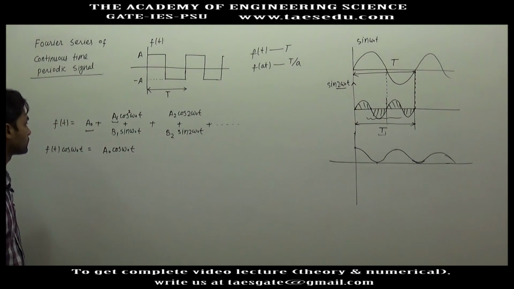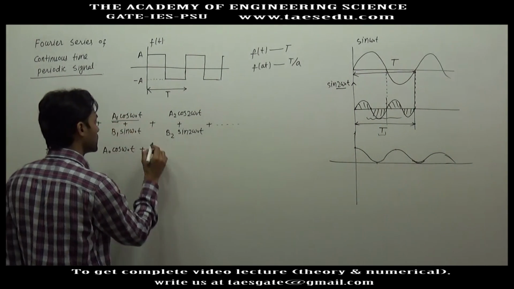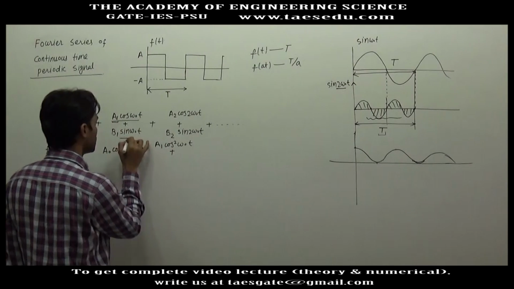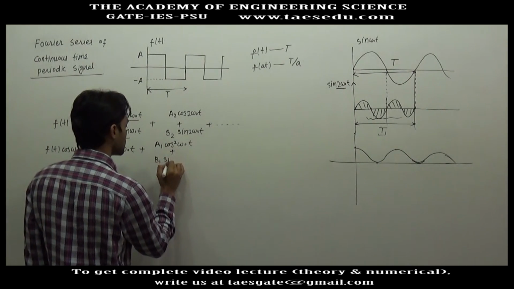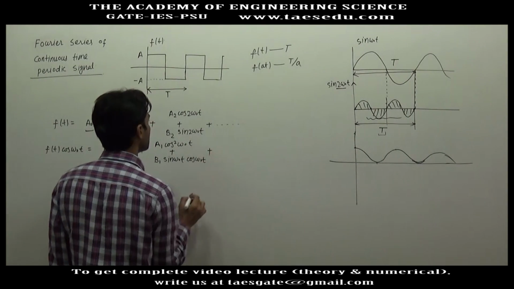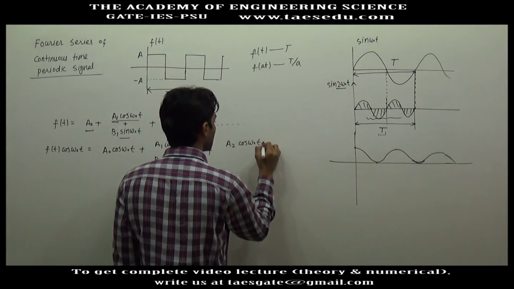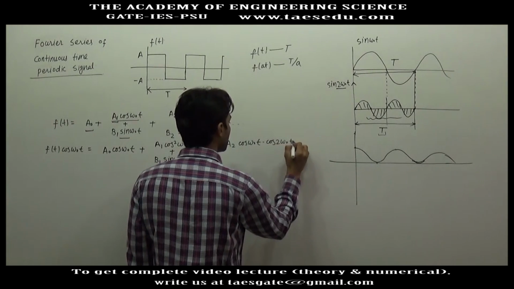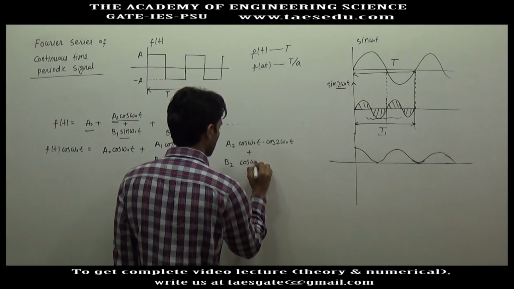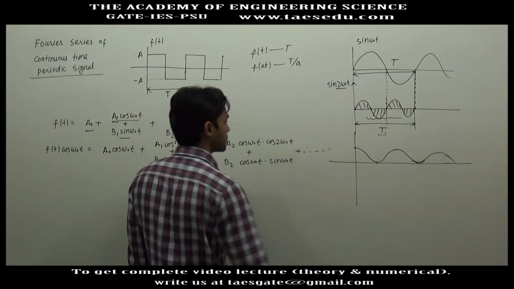If we multiply with cos omega naught t, here we will get a1 cos square omega naught t, plus b1 sin omega naught t into cos omega naught t, plus a2 cos omega naught t into cos 2 omega naught t, plus b2 cos omega naught t into sin 2 omega naught t, and the rest of the terms.